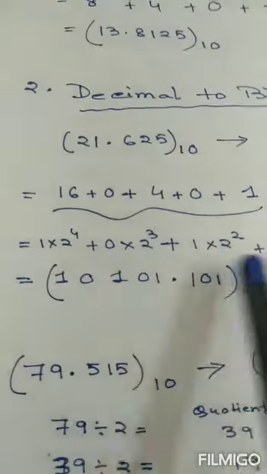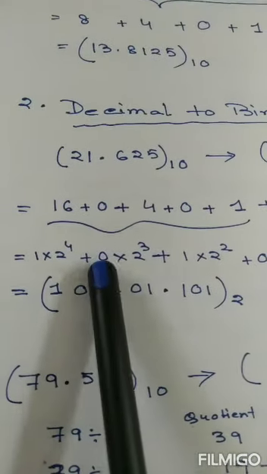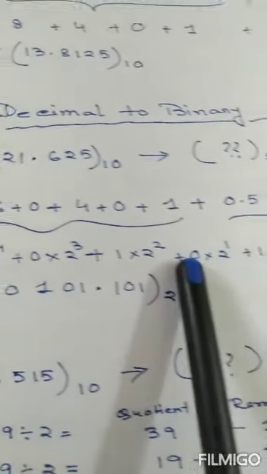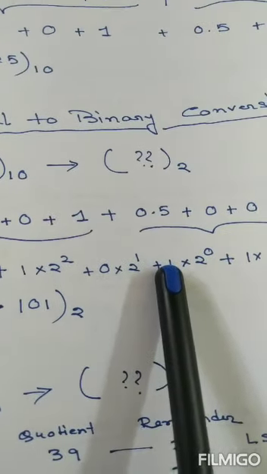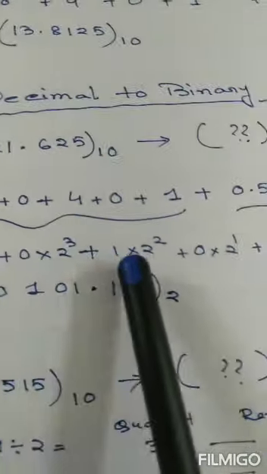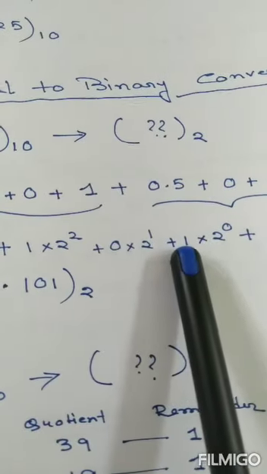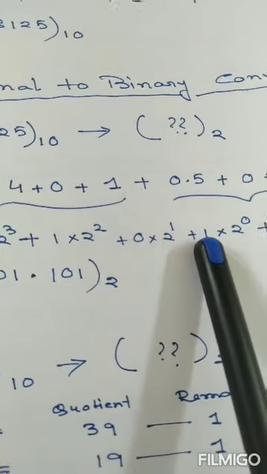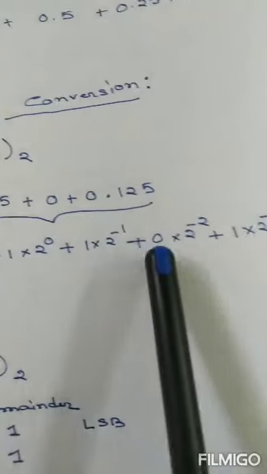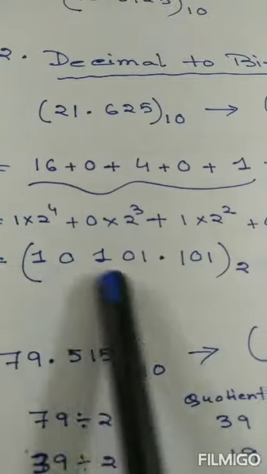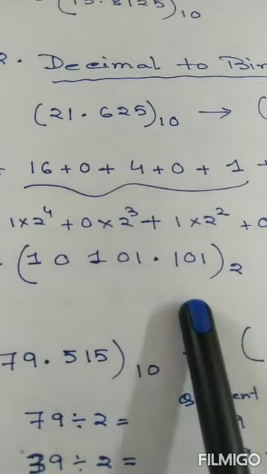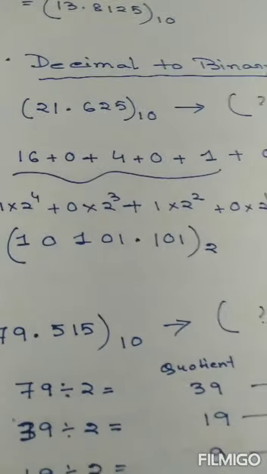So, what is the value? 1, 0, 1, 0, 1. It is the integer part, and 0.101 is the fraction part. This is the answer. This is the first process.